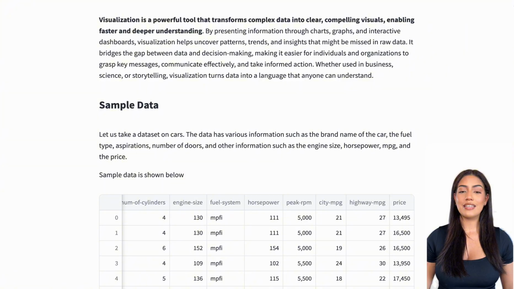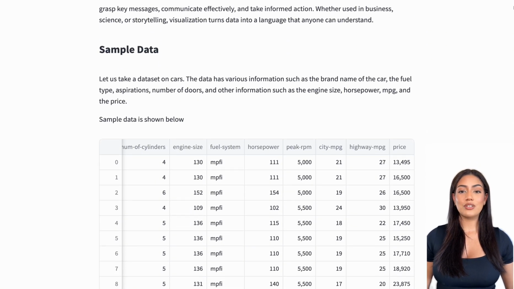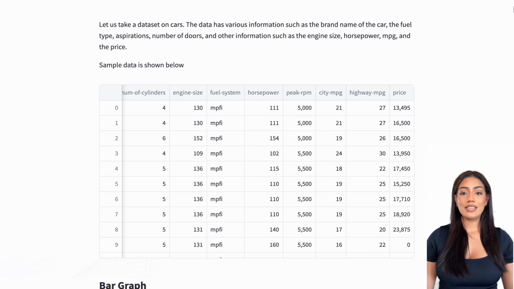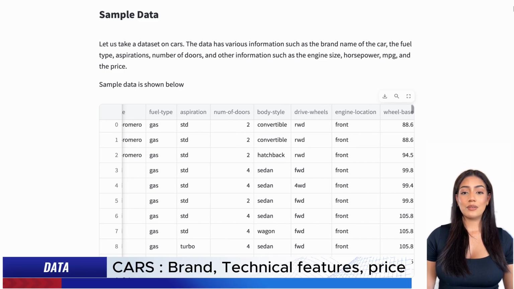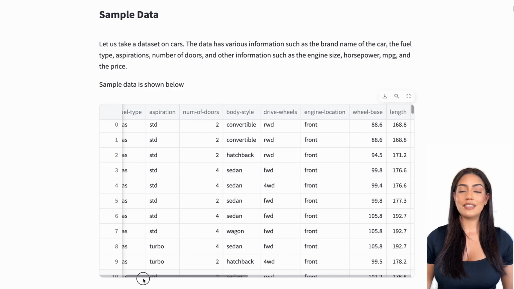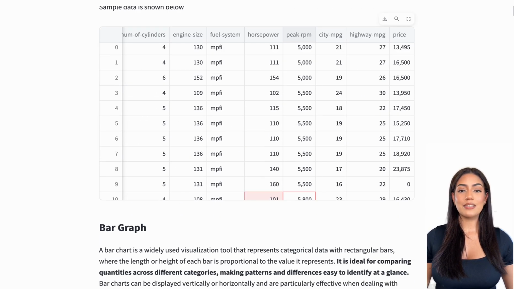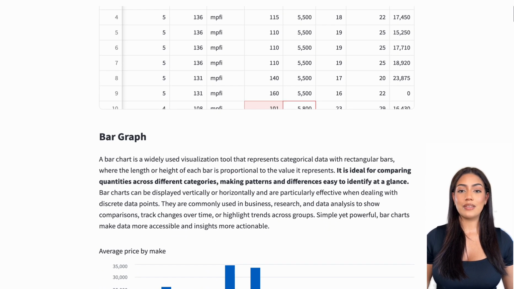Let me first talk about the data, which I will use to illustrate all visuals. The data is related to cars and it has various information such as the brand name of the car, technical characteristics, and the price. Now let me show you the top 10 data visualizations, starting with the simplest one and moving on to more complex ones.